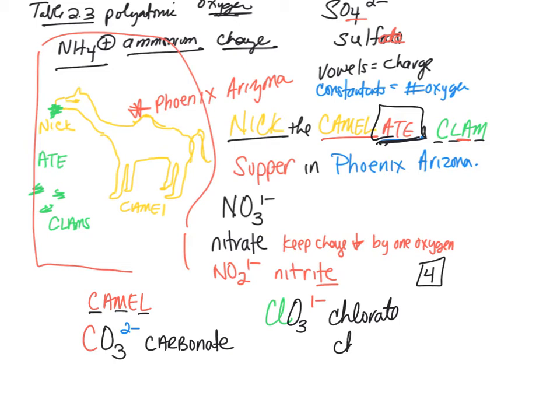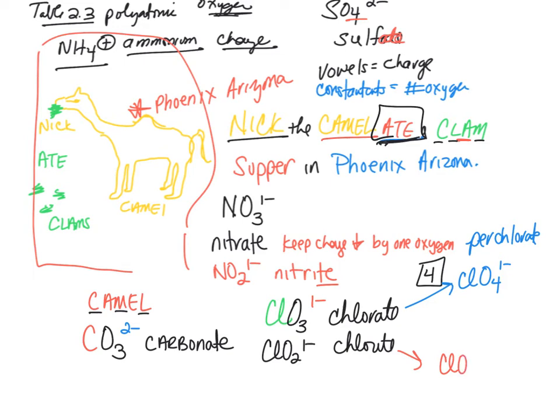So if we want chlorite, we're going to drop the oxygen by 1 and keep the charge. That's chlorite. But now with this, if you go up, ClO3, keep the charge, increase your oxygen count. This is perchlorate. And then you can also go down here where you decrease the oxygen, keep the charge, and this is hypochlorite.